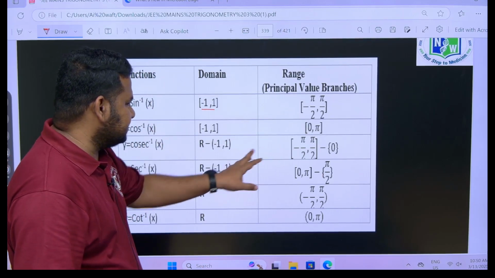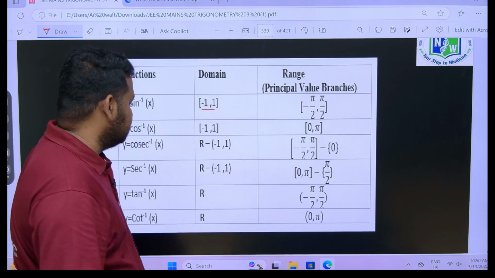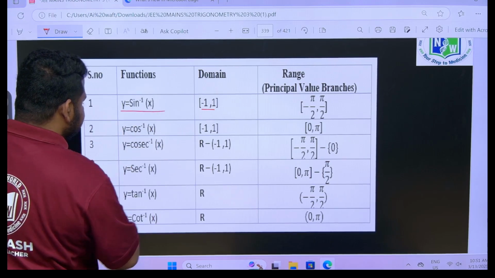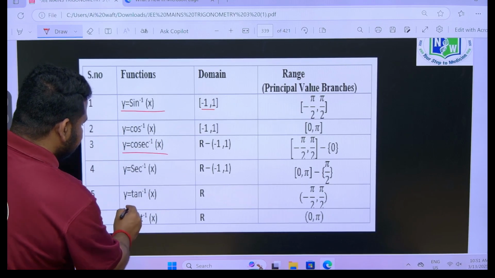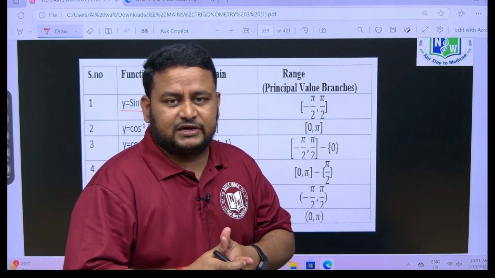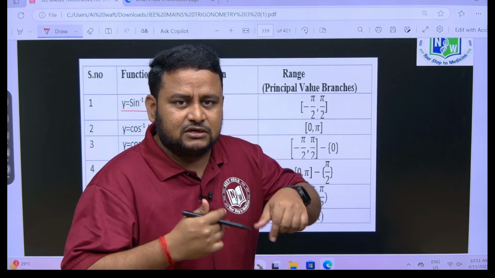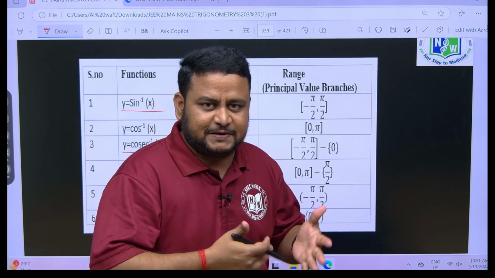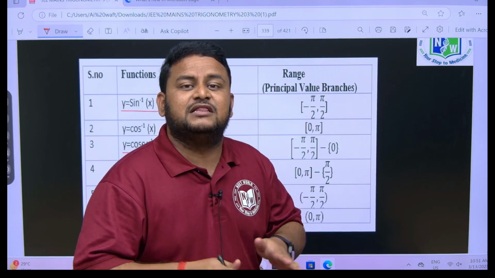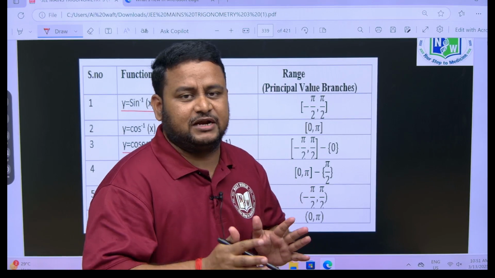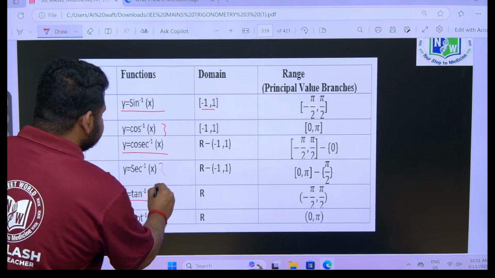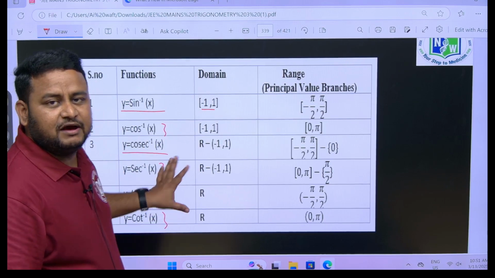Then cosec inverse of x is -π/2 to +π/2. So one thing you must understand here: y is equal to sin inverse of x, cosec inverse of x, and tan inverse of x will behave similarly, in the same way, with respect to domain and range. They are similar in the sense that they are not the same, but they behave similarly. But when you consider cos inverse of x, secant inverse of x, and cot inverse of x, they behave similarly.